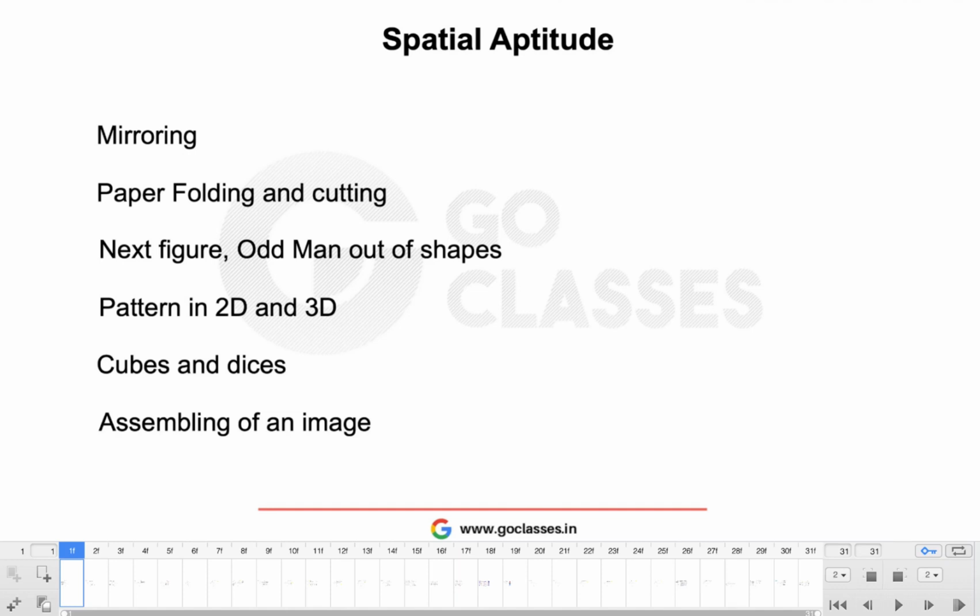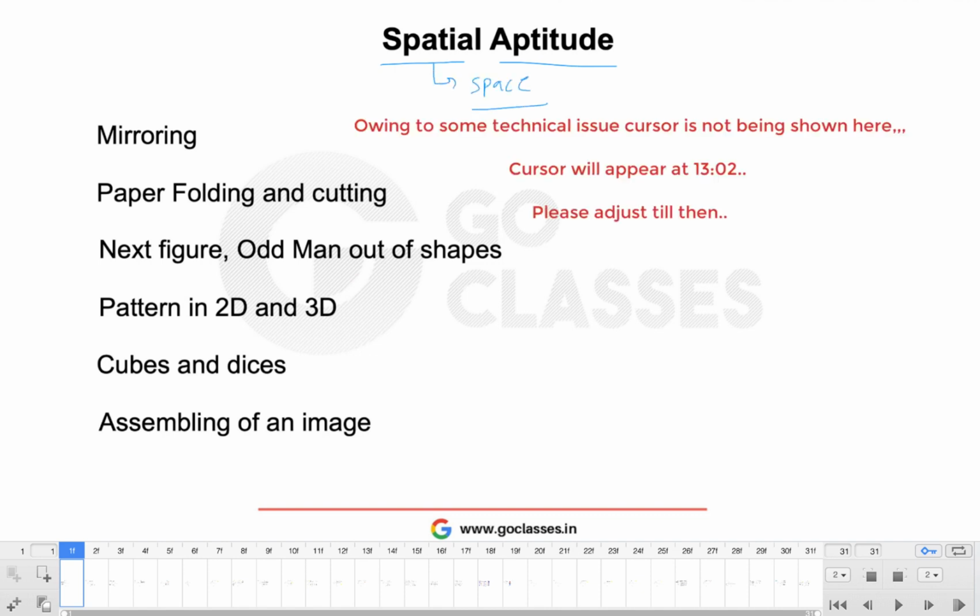Hello everyone, we are again here with a very interesting topic called spatial aptitude. This spatial word comes from the word space. It means we will talk about figures in this aptitude. These are some subtopics we are going to learn in this topic.